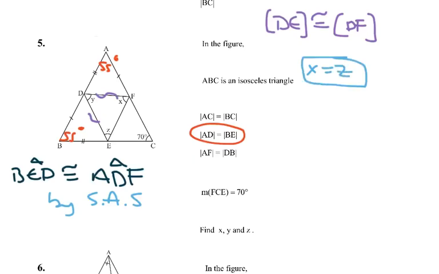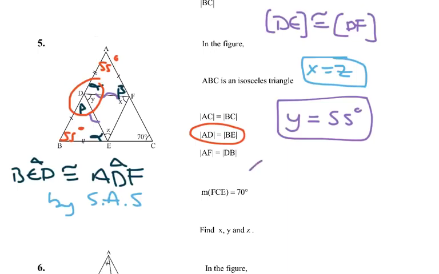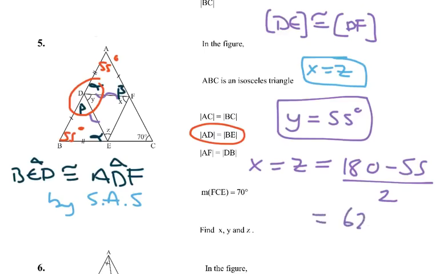Not only that, if we label these angles, let's say alpha and beta, and this is alpha and beta, we can see then that alpha plus beta plus 55 is 180. And so if we look here, we've got alpha plus beta, so that means that y must equal 55. And then x must be equal to z, and both of them are equal to 180 minus 55, all divided by 2, which comes out to 62.5 degrees.